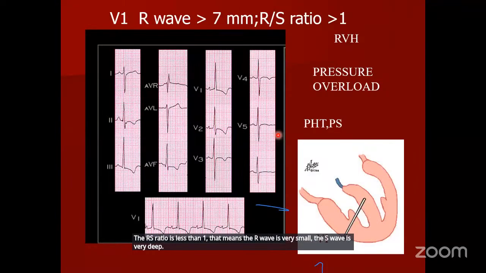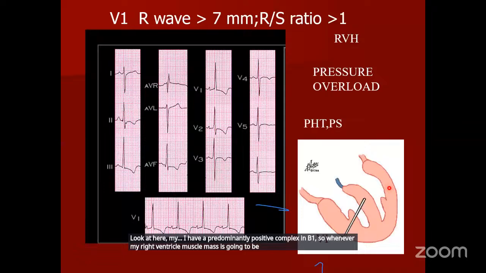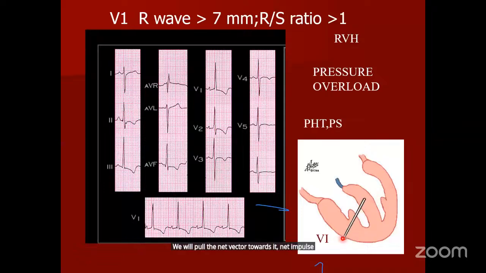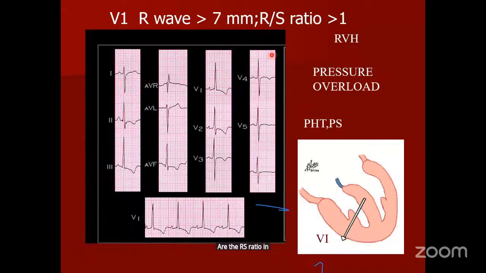Look at here. I have a predominantly positive complex in V1. So whenever my right ventricle muscle mass is going to be more than my left ventricle muscle mass, it will pull the net vector towards it, net impulse towards it, resulting in a tall R wave in V1. Whenever your R wave in V1 is more than 7 millimeter, or the R-S ratio in V1 is more than 1, which means the R wave is taller than the depth of the S wave, you must suspect a right ventricular enlargement. So abnormal in height represent ventricular enlargement.